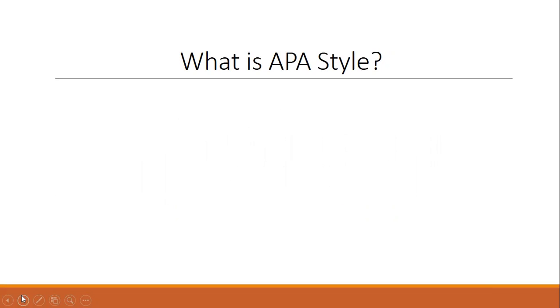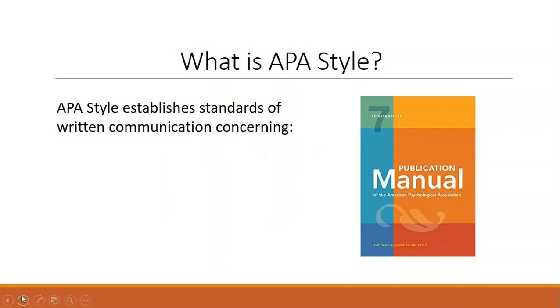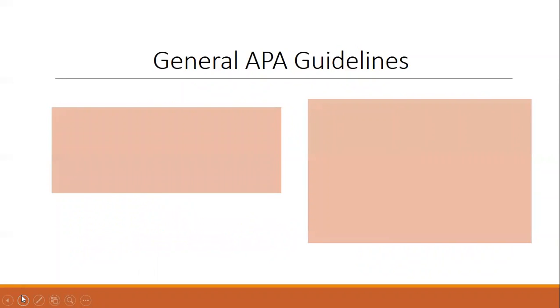First, what is APA? APA stands for the American Psychological Association, and the APA Style Manual establishes standards of written communication concerning organization of content, writing style, citing references, and how to prepare a manuscript for publication in certain disciplines. APA style is frequently used in the social sciences, especially, as well as other disciplines.